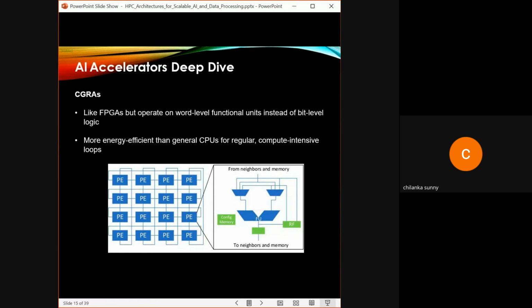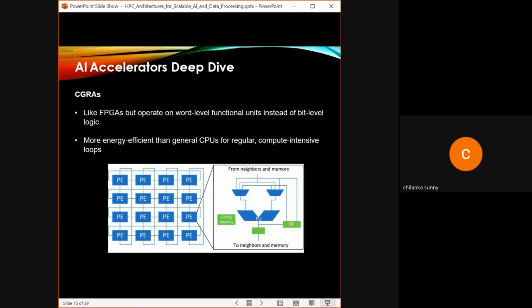One advantage of CGRA over FPGA is that FPGAs have a fine-grained overhead, whereas CGRAs give word-level reconfigurability. That saves much more energy and can give much more deterministic latency on regular, compute-intensive kernels like GEMM loops, convolutions, and stencil code.